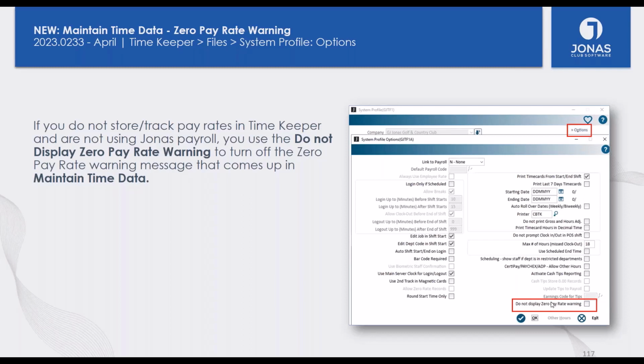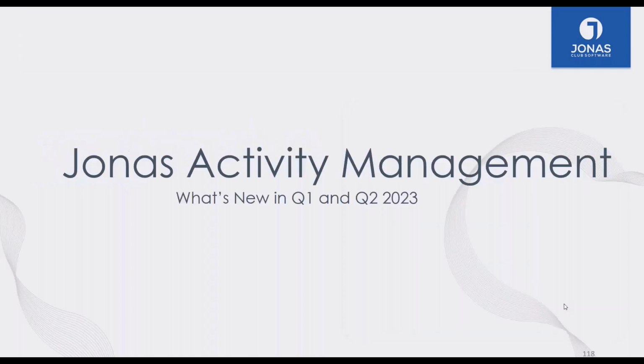So just down here at the bottom of my screen, you have the option in your system profile for "do not display zero pay rate warning." And with that, that's everything on the Jonas Club Management side.